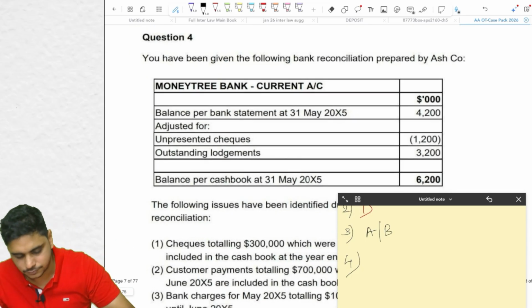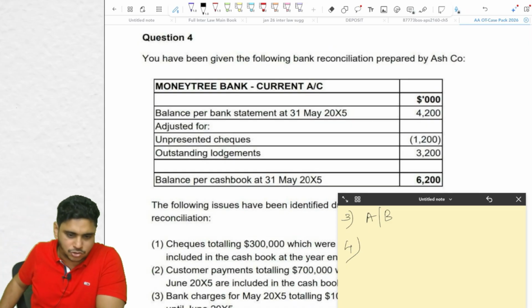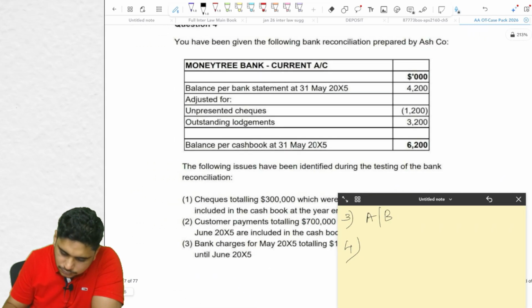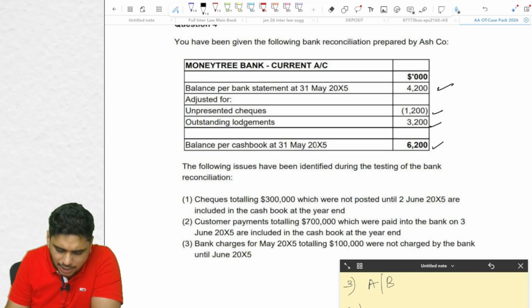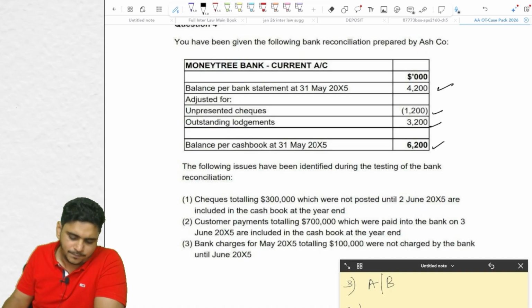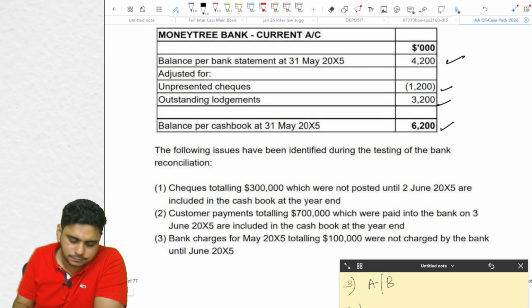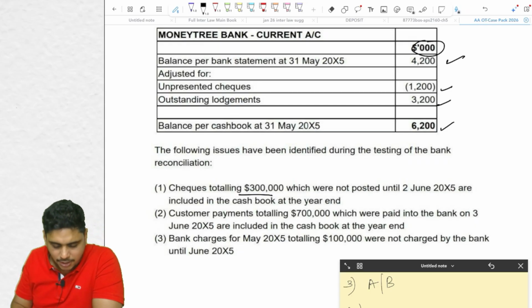Fourth, you have been given the following bank reconciliation prepared by ASCO. Balance as per bank statement, adjusted for unpresented checks, then you have outstanding lodgements. So balance as per cash book is 4200 plus lodgements minus unpresented checks. So my balance is 6,000 as per cash book. Following issues have been identified. Checks totaling 3,000. I'll use 3,000 here, okay? Because the amount is in thousands. Were not posted until 2nd June but are included in the cash book. So you will minus that.